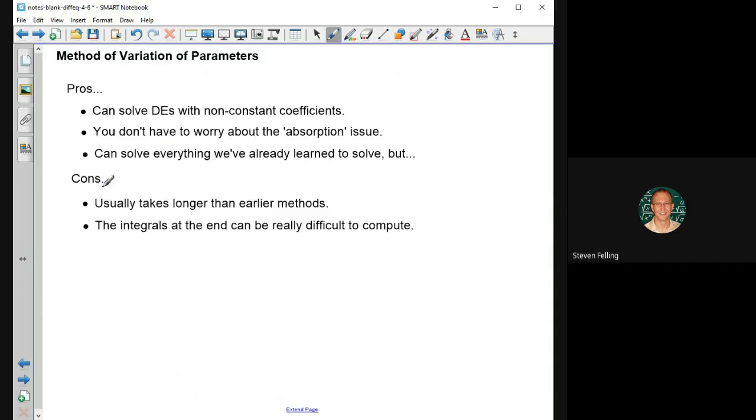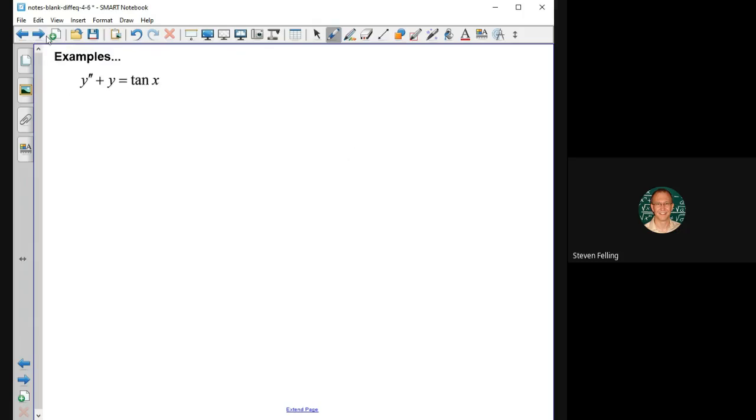But the con is it usually takes longer than earlier methods. And sometimes the integrals at the end to undo the u1 prime and u2 prime are really hard to find. So it's more general and it works in a much wider variety of cases, but it's harder to use. So we really only employ it when earlier methods have not worked. Okay, so we're just going to go through some examples of this.